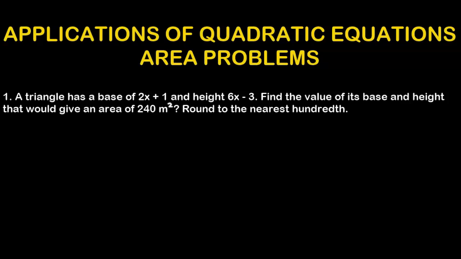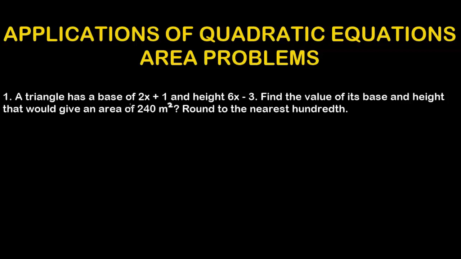Hey guys! In this lesson, we will understand another application of quadratic equations that involves area problems. And the question is, a triangle has a base of 2x plus 1 and height 6x minus 3. Find the value of its base and height that would give an area of 240 meters squared. Round the answer to the nearest hundredth.